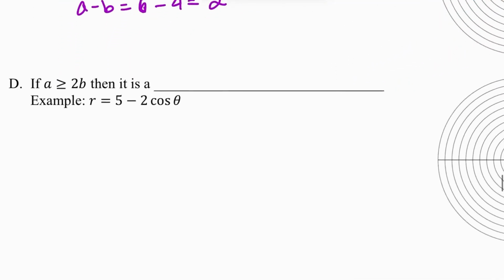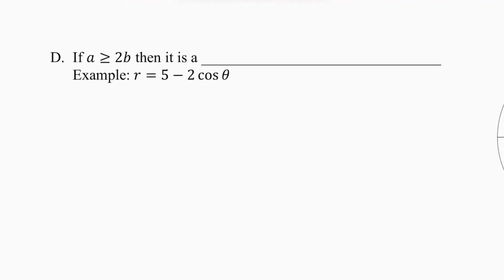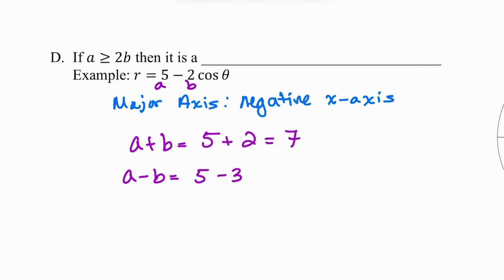All right, and then this last one. What happens if a is greater than or equal to 2b? Well, no matter what, we're still going to figure out the major axis first. Since it's subtraction between these two, it's going to be on the negative, and since we're talking about cosine, the x-axis. Again, a and b are always the positive version of those numbers. So when you're doing a plus b, it's 5 plus 2. b is not negative 2. So you end up getting 7 there, and a minus b is 5 minus 2, which is 3.